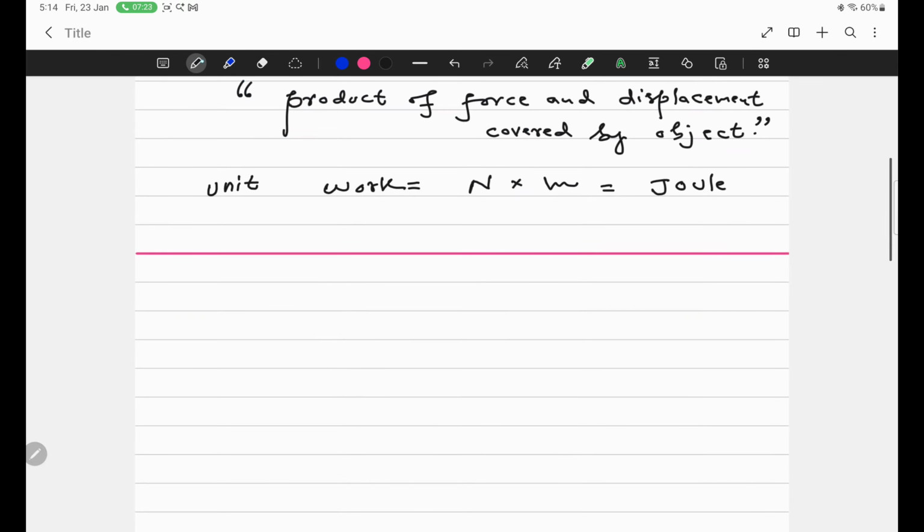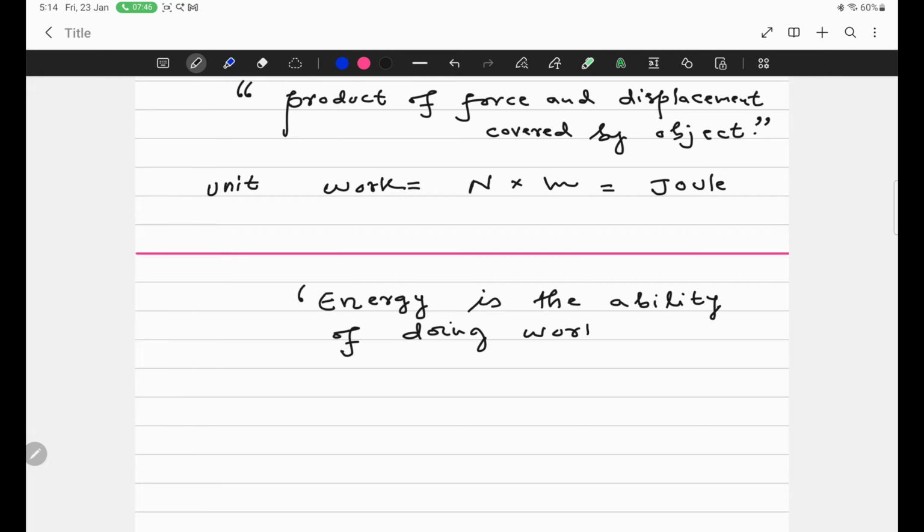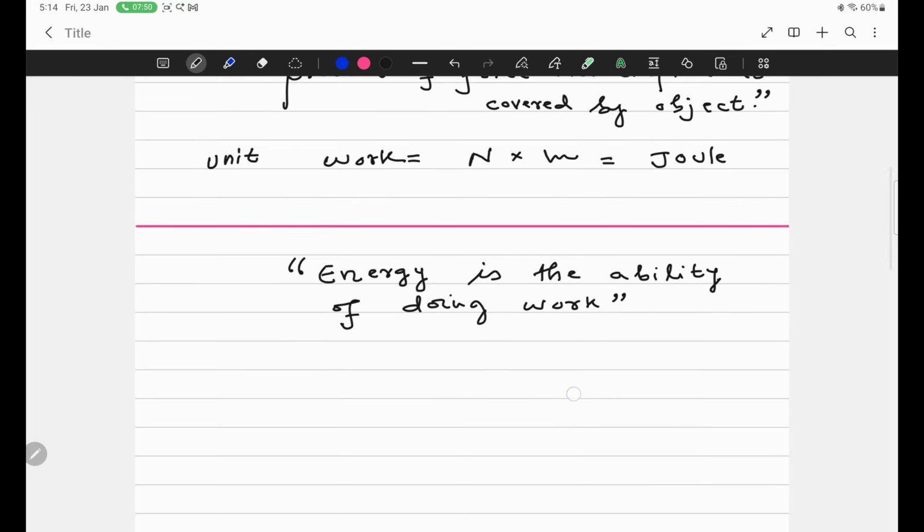And now I am starting the next definition, that is about energy. Energy is the ability of doing work. Energy is the ability of doing work. Sir, what does it mean?